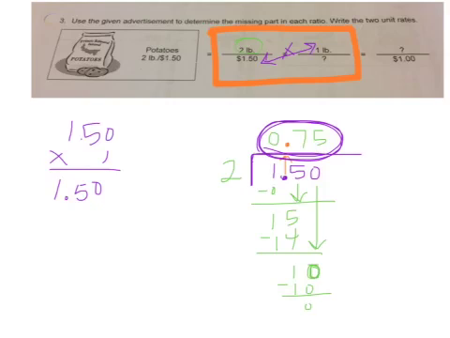So you can either write your answer as $0.75, or you can just say 75 cents, just like that. Okay, going to the next slide, and we're going to look at still the potatoes, but now comparing it with the last ratio to know how much $1 worth of potatoes is.